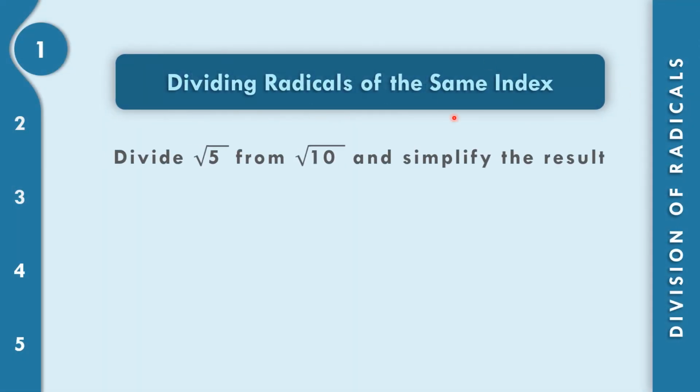Let us divide radicals of the same index. Divide square root of 5 from square root of 10 and simplify the result. As you can see, we have the same index. The index is 2. So let us divide square root of 5 from square root of 10. That means square root of 10 divided by square root of 5. It is also written as square root of 10 over square root of 5.